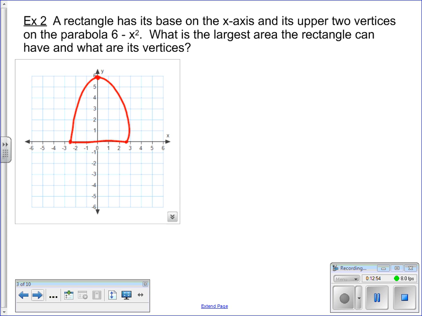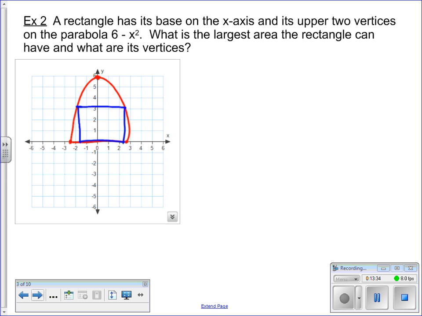Okay. And this is probably the most difficult thing for students to recognize: what is the question asking me? What is it really saying? So I've got my parabola, and it's saying, hey, I've got a rectangle in here. And it says, what's the largest area of that rectangle that will be inscribed in such a manner?